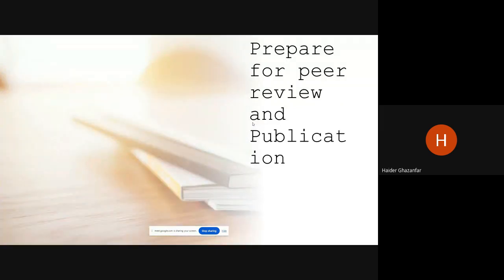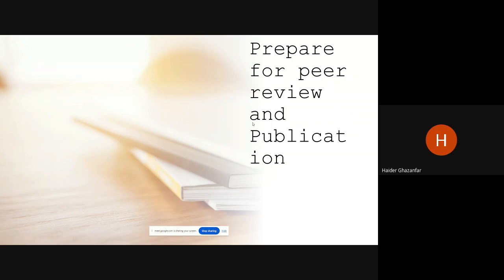Prepare for peer review and publication. Once you submit, each journal has its own policy. Some journals are much faster, some take time, and some can take up to 6 months. All the journals require at least 2 to 3 peer reviews. Once the article has been peer reviewed, they will email it back to you and ask for changes. When you're making the changes, make sure you highlight the changes you made.